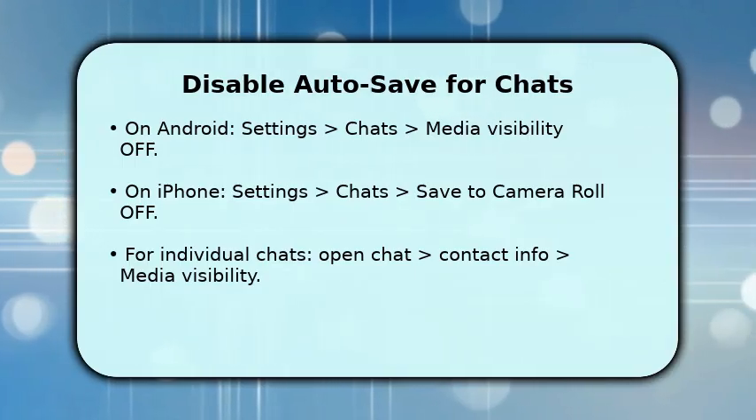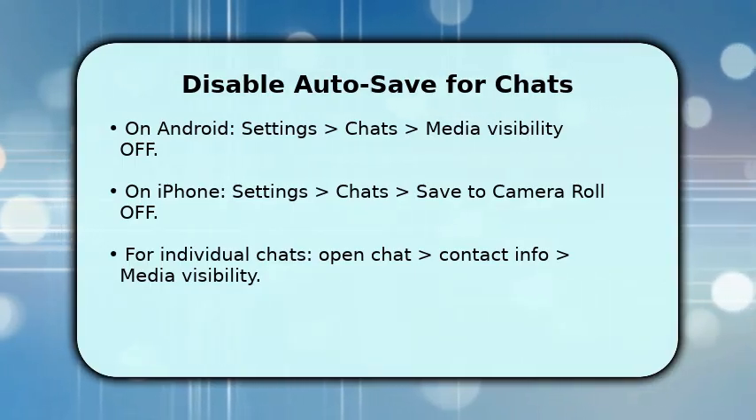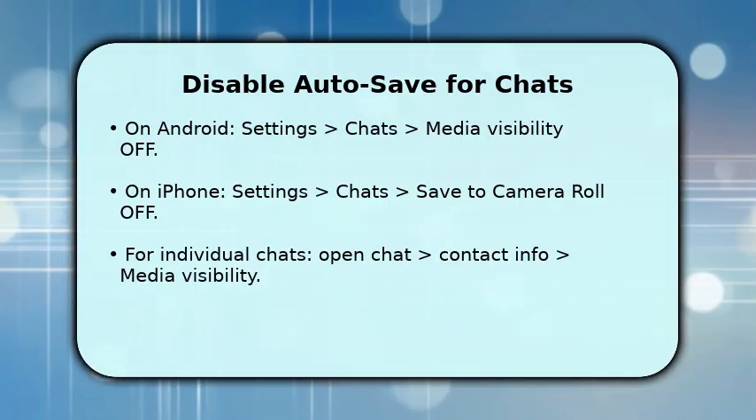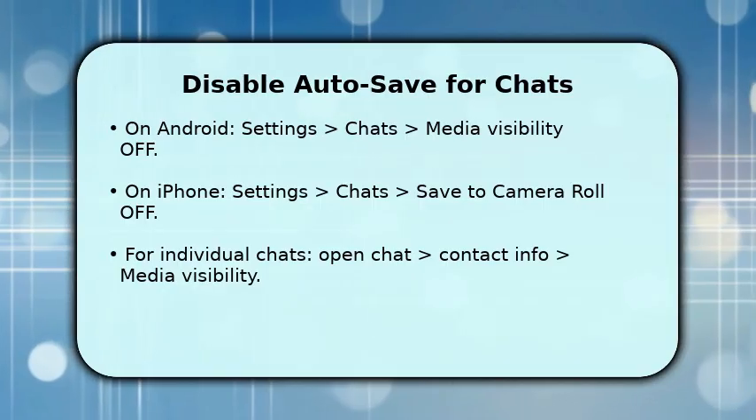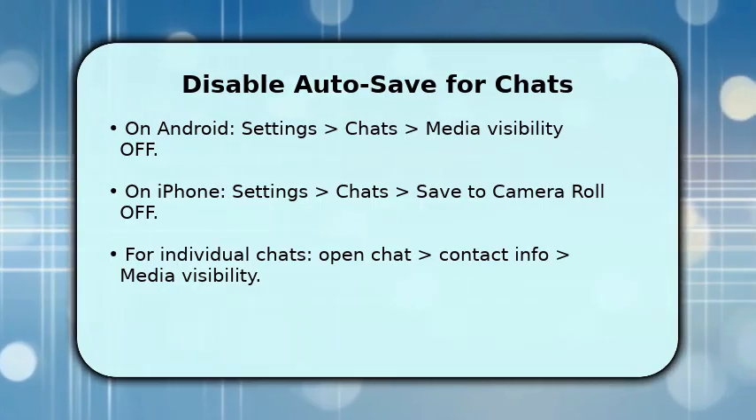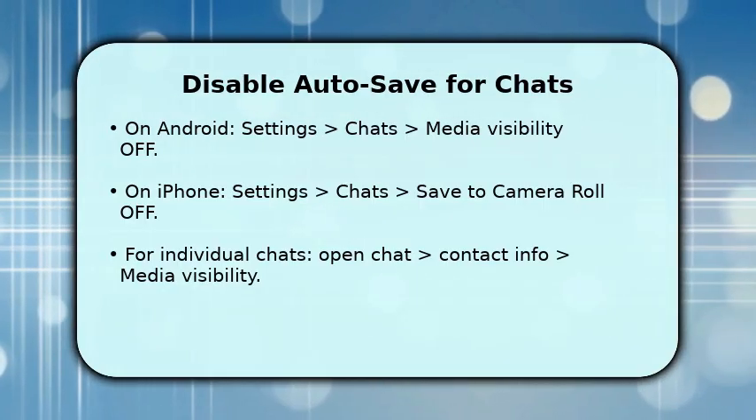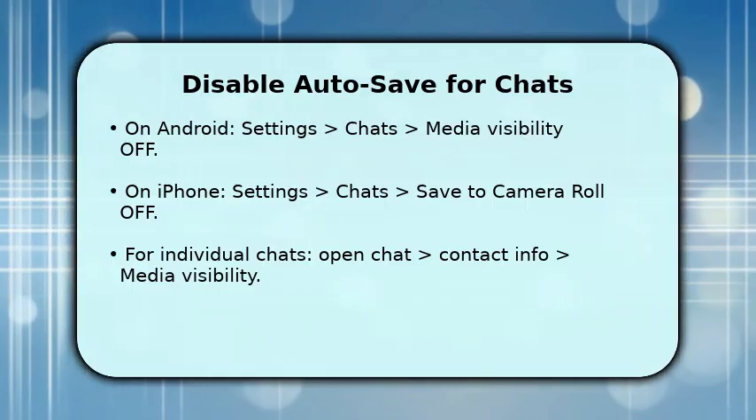For fine control, open any individual chat, tap the contact or group name, choose Media Visibility or Save to Camera Roll, and set it to No for that conversation. Doing this gives you both global and per-chat control, so unwanted photos stop appearing immediately.